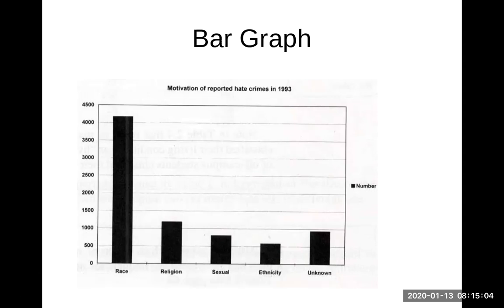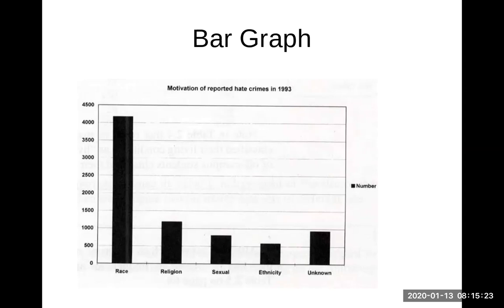The other thing is that by putting a line across the top, you're suggesting to your readers that there could not be any more hate crimes. So this is the cap. They don't go any higher, and you don't know that. So leave that line off to remind your readers that in the future, this number may get higher. But this is a great example of a bar graph.